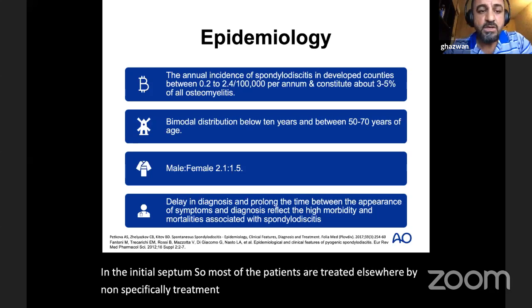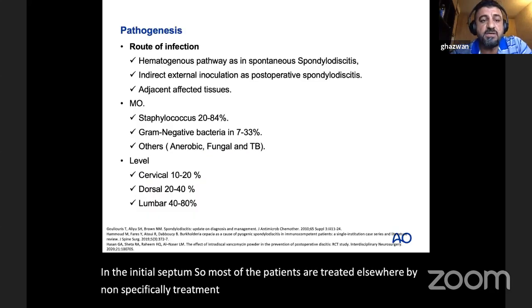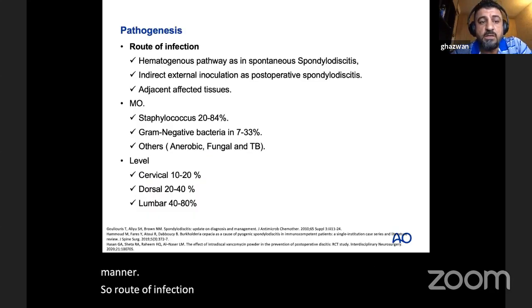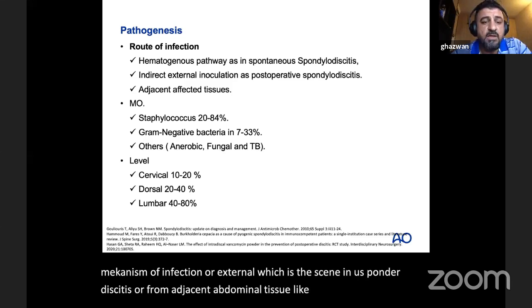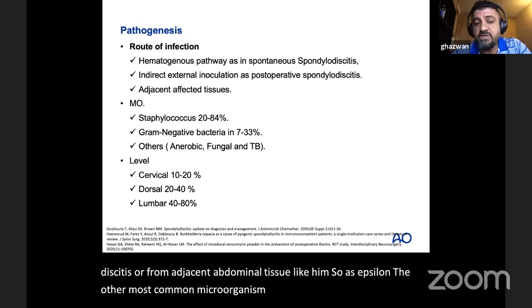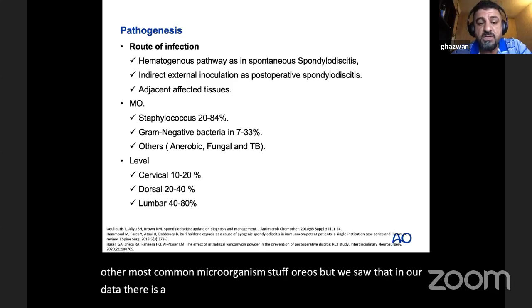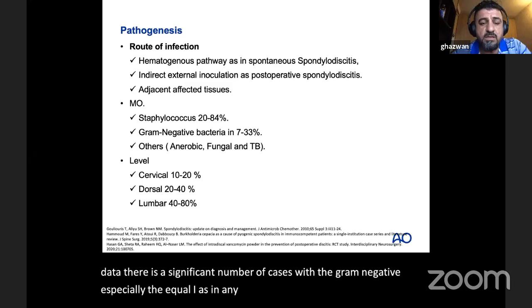So the route of infection is either hematogenous, which is the most common mechanism of infection, or external, which is seen in spondylodiscitis, or from adjacent abdominal tissue like psoas abscess and others. The most common microorganism is Staph aureus, but we saw in our data a significant number of cases with gram-negative organisms, especially E. coli, as Nini said, and we even have anaerobic infections like Bacillus infection and others.